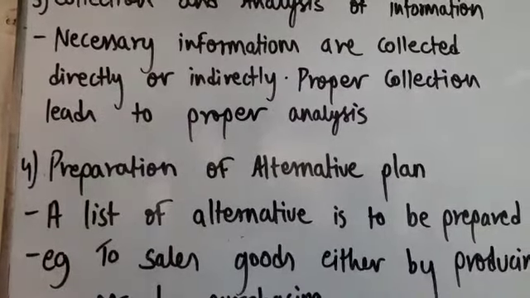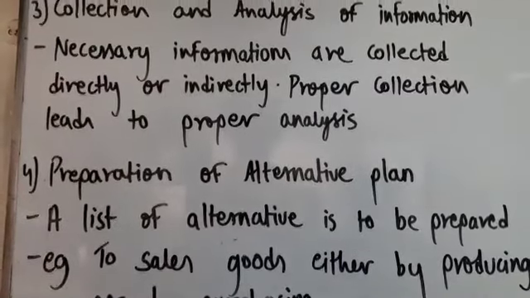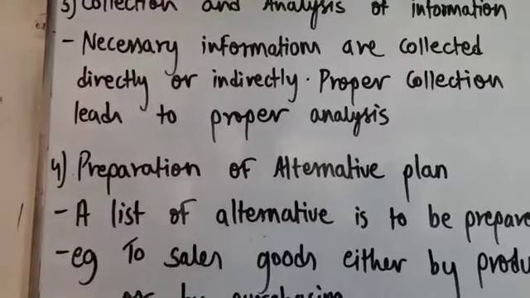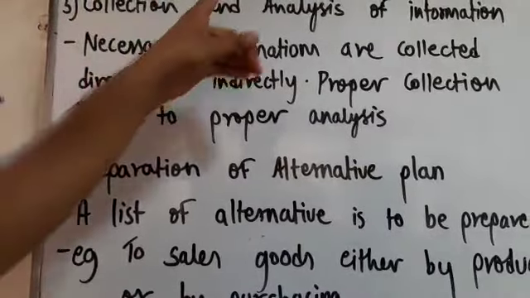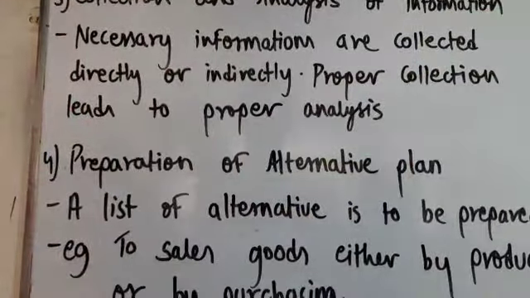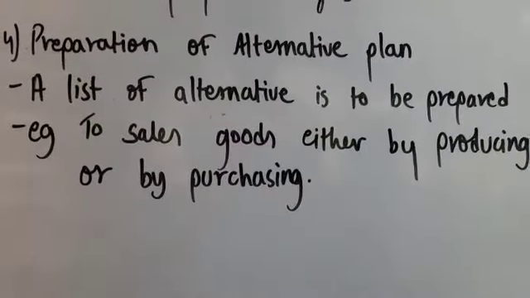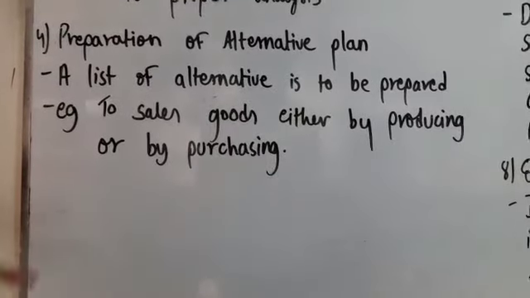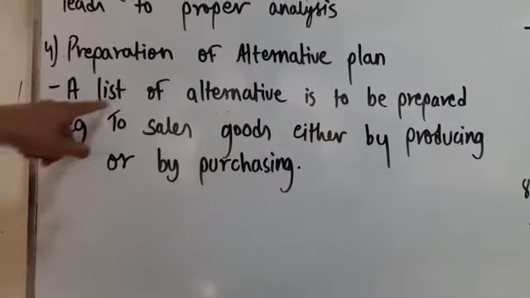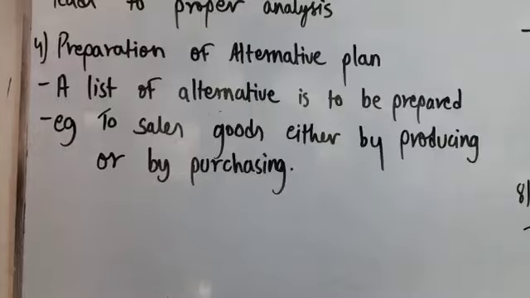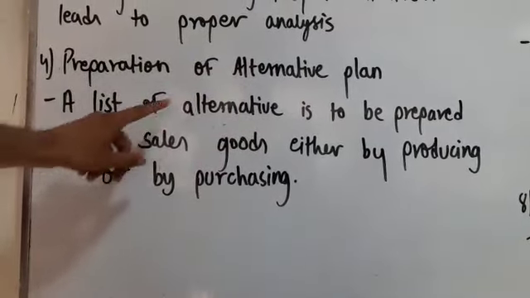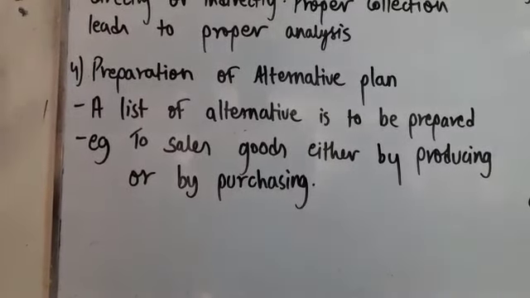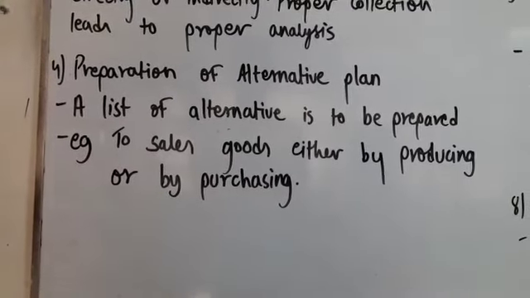So here we have completed 3 steps. First is determining the objectives. Second is clarifying planning premises. Third is collection and analysis of information. Now the fourth one is preparation of alternative plans. What we have to do over here, a list of alternatives is to be prepared. Different alternatives list is prepared, and out of that we have to select the best alternative for doing the job.